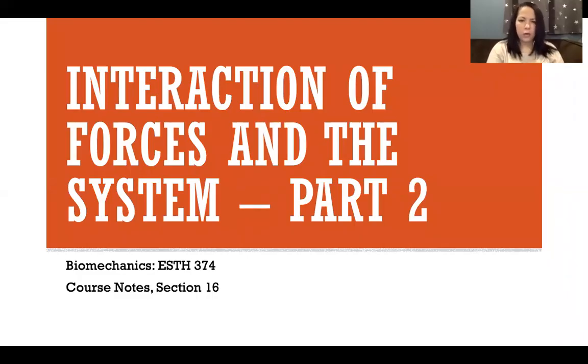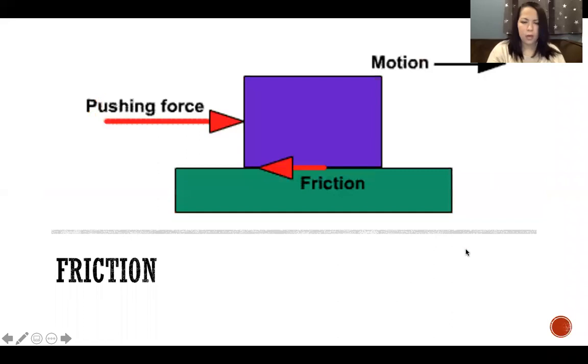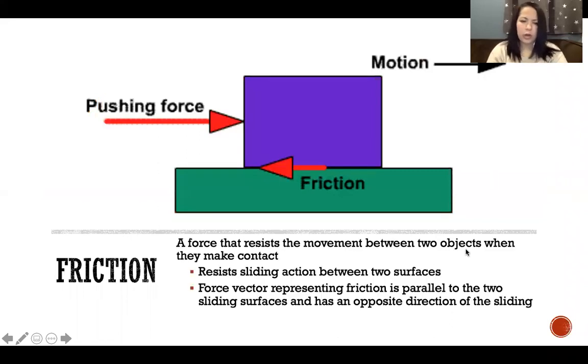Hello, in this video we are going to go over interaction of the forces and the system part 2. All right, so starting with friction.